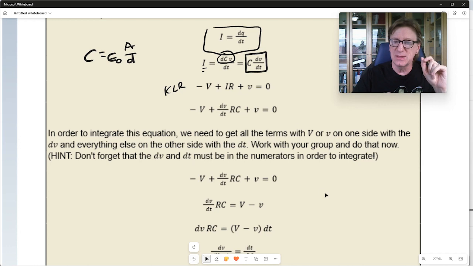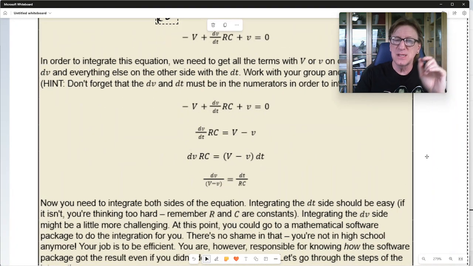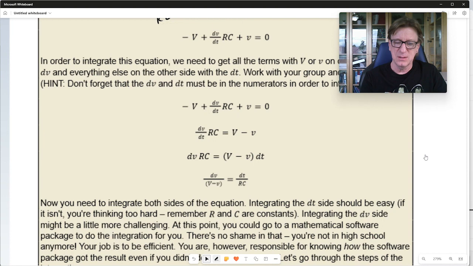So let's take this expression then, and let's go ahead and separate them. First I'll put my voltages. There we go. I'm going to get my voltages and put them on one side so that I can multiply by the dt here. And that's what I've done on this side. RC, of course, is a constant. I could put it on either side. It doesn't actually matter. However, this is the part that I'm going to want to integrate.